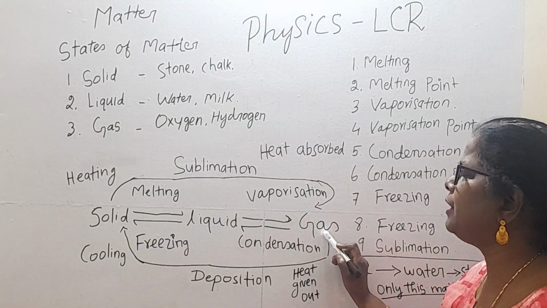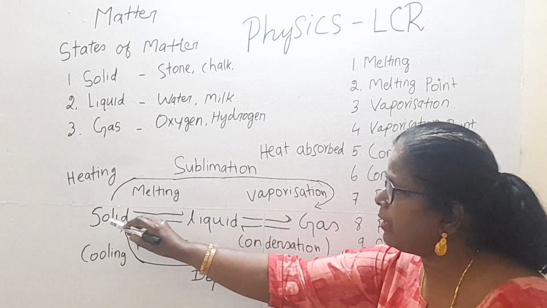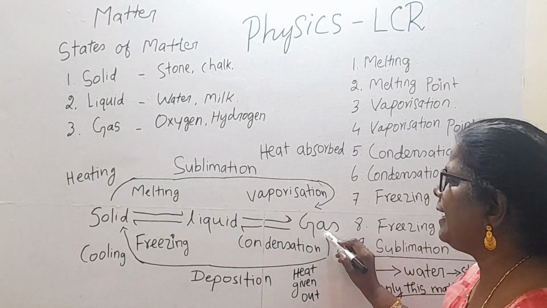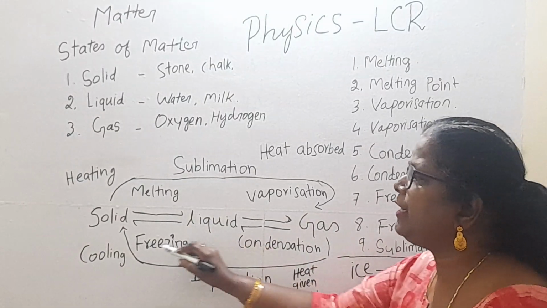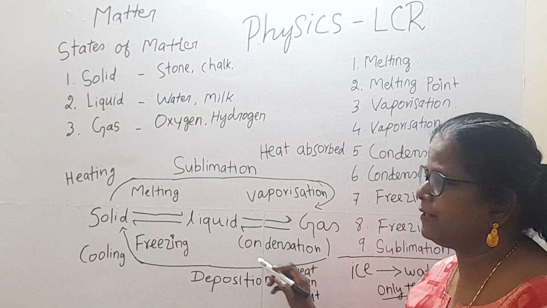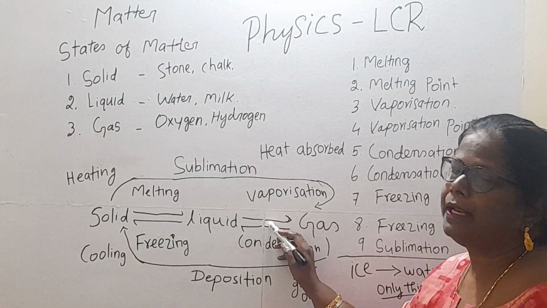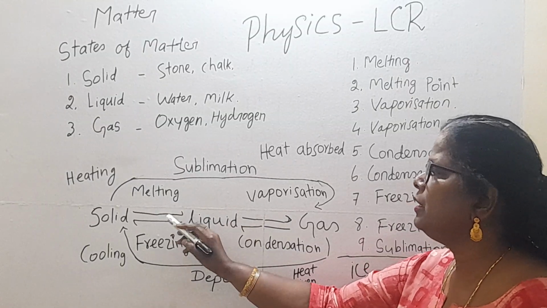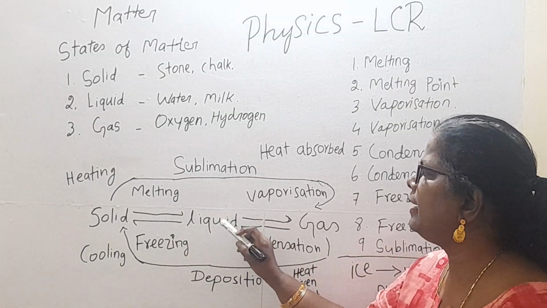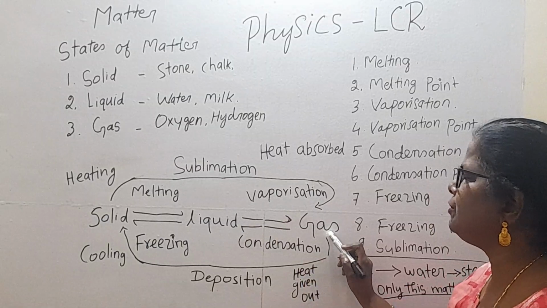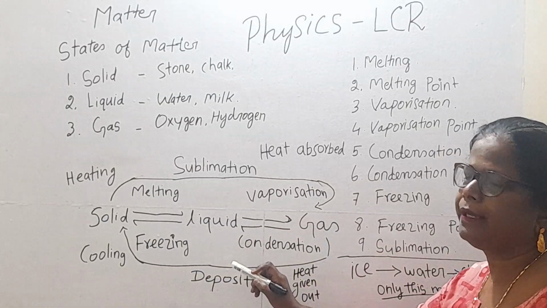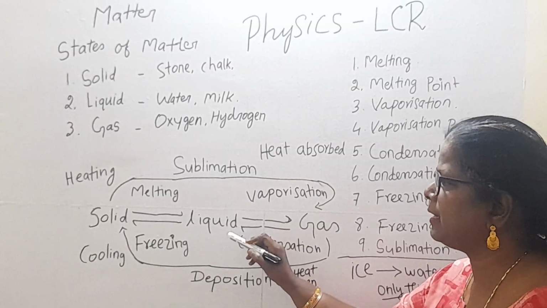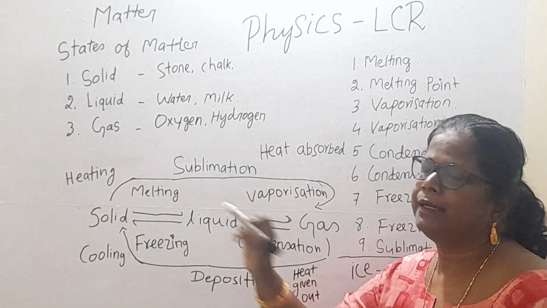Again it is going to convert into gaseous. When you are heating, these are the things happening. When we are cooling, gas changes into liquid, liquid changes into solid. It is the reverse process. That's why I gave a symbol like solid changes into liquid. Another thing, liquid changes into gas. When we are cooling the gaseous substance, it changes into liquid and solid.